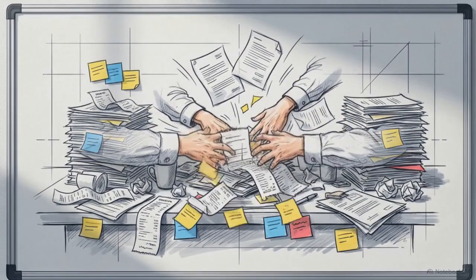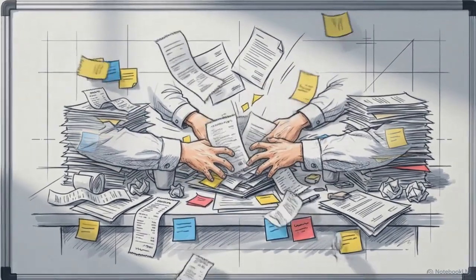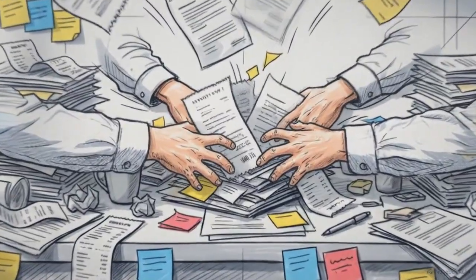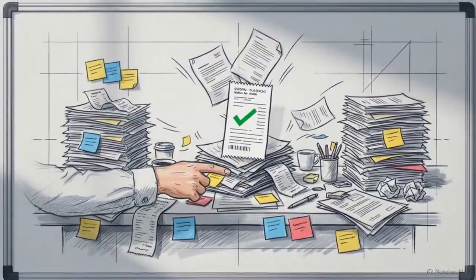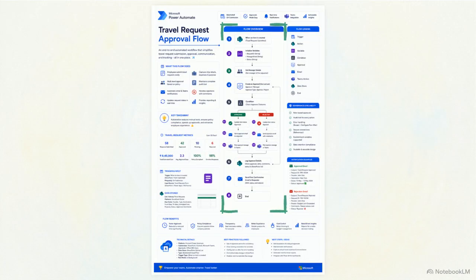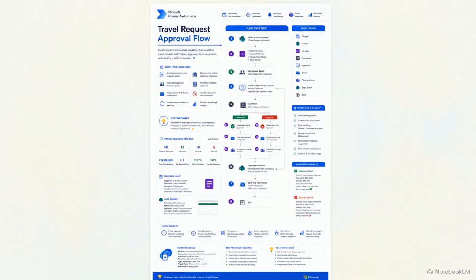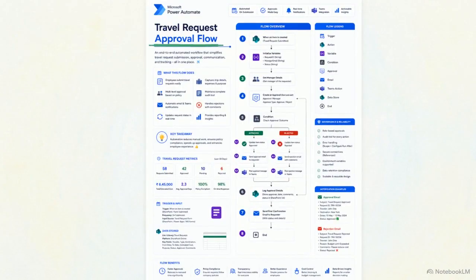Organizations often manage travel approvals through fragmented email chains and disconnected spreadsheets. We'll replace those manual steps with a clear digital pipeline. This diagram shows the complete blueprint for our solution. Over the next few minutes, we will build this enterprise-ready travel request flow from scratch.